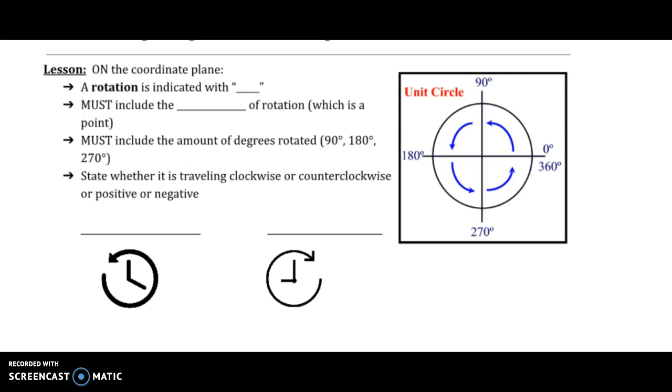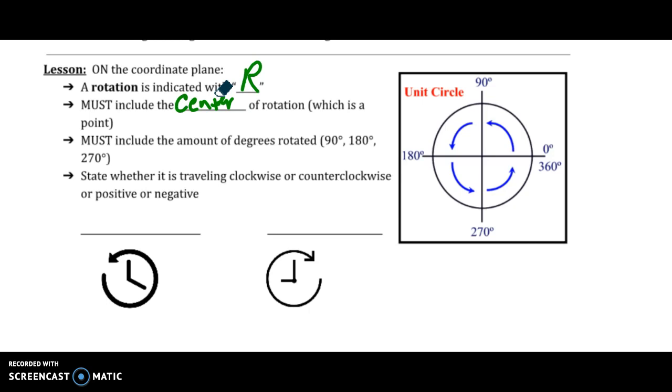So again, we're on the coordinate plane, so we have those x and y axes and the grid to work with. And a rotation that they tell you the rule for, or that we're writing a rule for, will have a capital R. Remember, reflection is lowercase r, rotation is a capital R. And anytime you're referring to a rotation, you must include the center of rotation, which is a point. This is regardless of whether you are on the coordinate plane or off of the coordinate plane. We have to tell you about what point we are rotating.